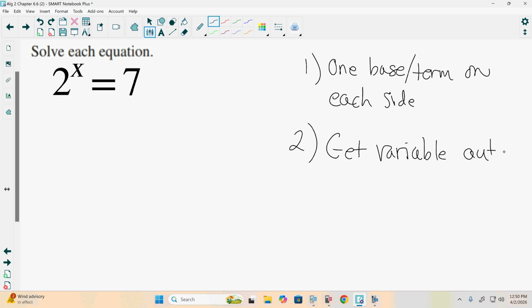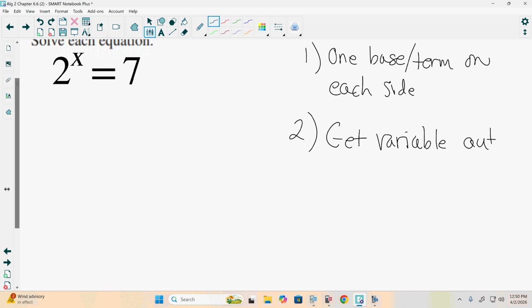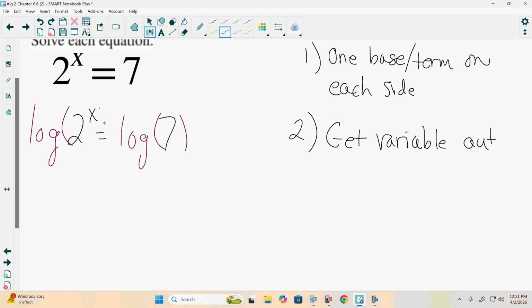Now I'm going to leave it in these generic or general terms because in this case, we need to get the variable out of the exponent. When we talk about logarithmic equations, we want to get the variable out of the logarithm. So if it's in an exponent, we need to get the variable out of the exponent. If it's in a logarithm, we need to get the variable out of the logarithm. So here, what we're going to do is the opposite operation. If it's an exponent, we're going to use logarithms. If it's a logarithm, we're going to use exponents.